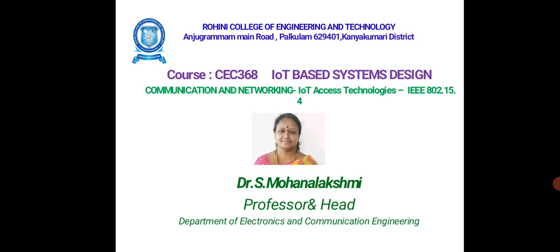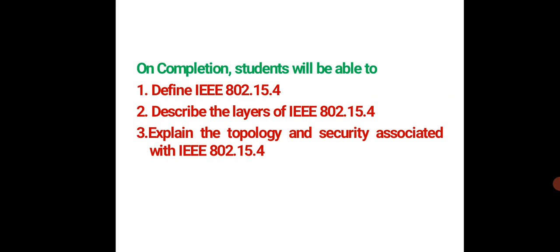In this lecture, we are going to see about the communication and networking aspects. First, we'll see about the IoT access technology. We have different access technologies, and in this lecture, we'll see about IEEE 802.15.4. On completion, the student will be able to define what IEEE 802.15.4 is, describe the layers of this particular access technology, and explain the topology and security associated with it.